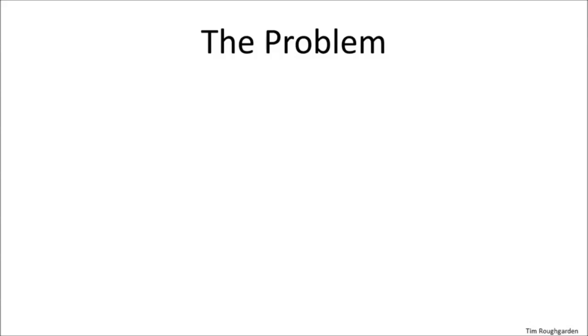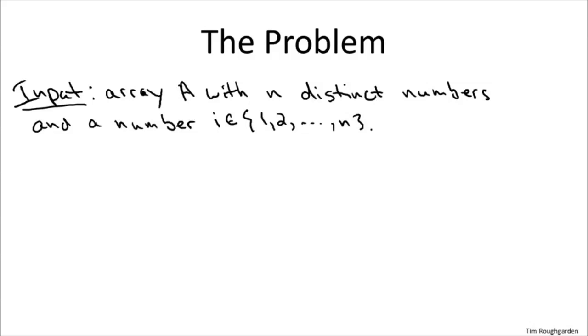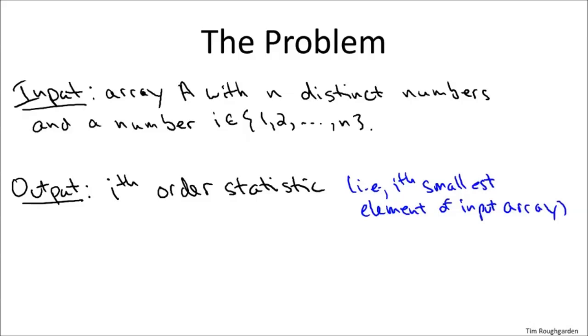The input is the same as for the sorting problem: you're given an array of n distinct entries. But in addition, you're told what order statistic you're looking for. That's going to be a number i, which is an integer between 1 and n. And the goal is to output just a single number, namely the ith order statistic, that is, the ith smallest entry in this input array. Just to be clear, if you had an array of, let's say, 4 elements containing the numbers 10, 8, 2, and 4, and you were looking for the third order statistic, that would be this 8.